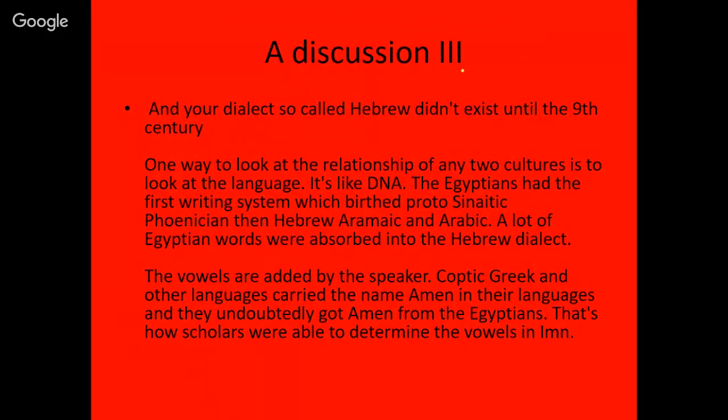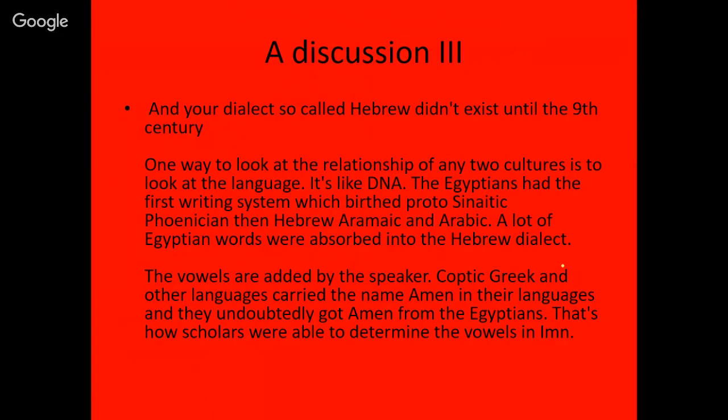A discussion, part 3. In your dialect, so-called Hebrew, didn't exist until the 9th century, meaning they're trying to say the 9th century BCE. One way to look at the relationship of any two cultures is to look at the language. It's like DNA. The Egyptians had the first writing system which birthed Proto-Sinaitic Phoenician, then Hebrew, Aramaic, and Arabic. A lot of Egyptian words were absorbed into the Hebrew dialect.